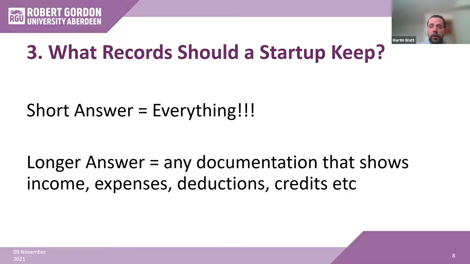So now that we understand what we're trying to track by keeping accounts for our startup, your business is now rolling along and you're starting to accumulate a mixture of hard copy and digital records. In the United Kingdom, you're required to keep your business records for at least 4 years in the event HMRC open an inquiry into your tax submissions. With this in mind, it's usually best to err on the side of caution and keep pretty much anything and everything. So that's the short answer.